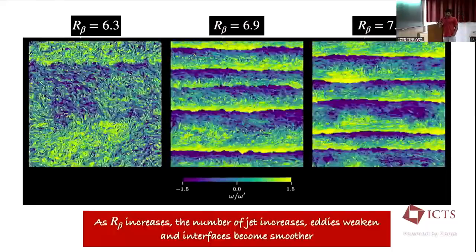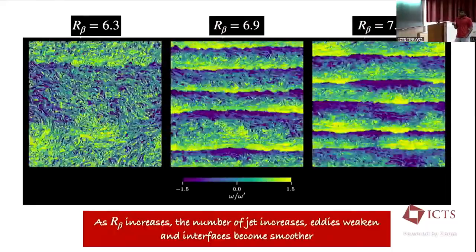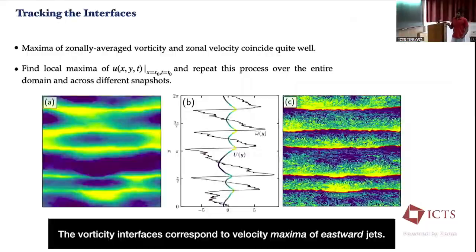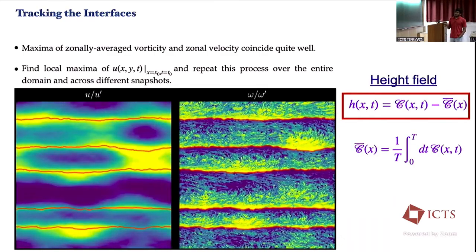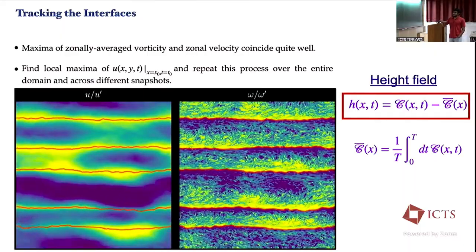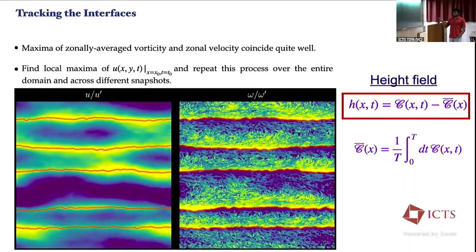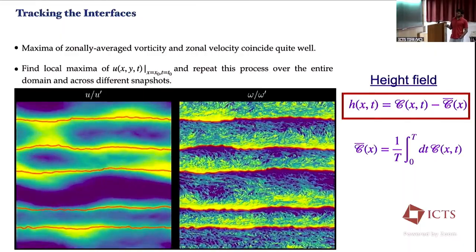What we'll be doing is characterizing these interfacial fluctuations. So first we have to track the interface. After several trial and error, we found that these interfaces correspond to the velocity maximum of eastward jets. Eastward jets means these yellow jets, and these interfaces correspond to the maximum of these yellow jets. And if you track those spatiotemporally, you get this contour, the spatiotemporal position of those contours.